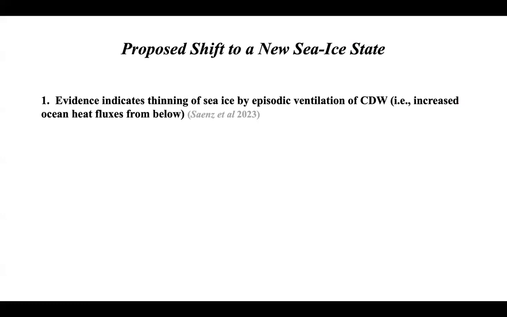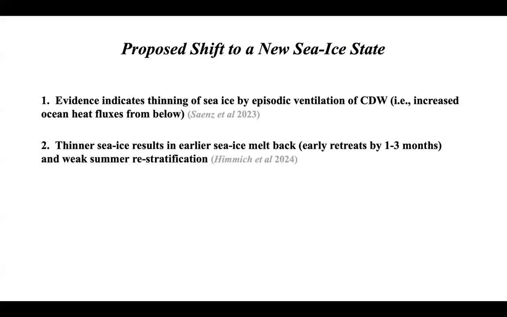So given everything that we just described, the proposed shift to this new state would suggest that we have indeed evidence that indicates thinning of sea ice by these episodic ventilations of circumpolar deep water. This needs to be resolved most everywhere in the Southern Ocean, really on the continental shelf where we have very little ocean observations. And as a result, though, we generally get thinner sea ice during the winter.